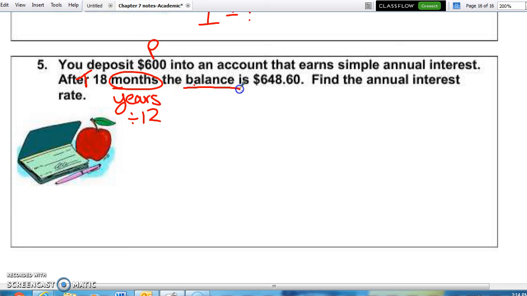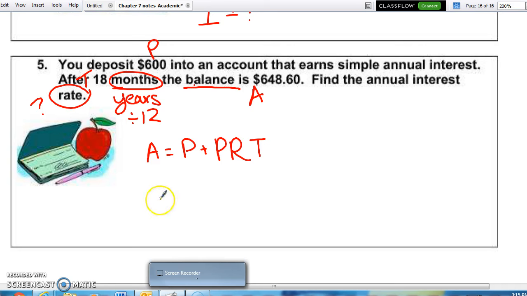Now, the balance is $648.60. Balance is A in our equation, and it wants to know the annual interest rate. So we need to look for an equation that has a rate, a principal, a time, and a balance. The only equation we know that we can do this with is the very last equation on 7.7, which is A equals P plus PRT.